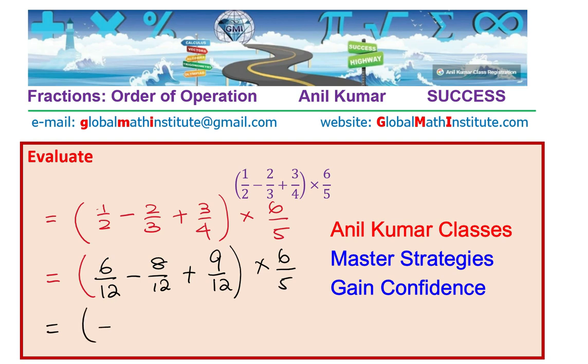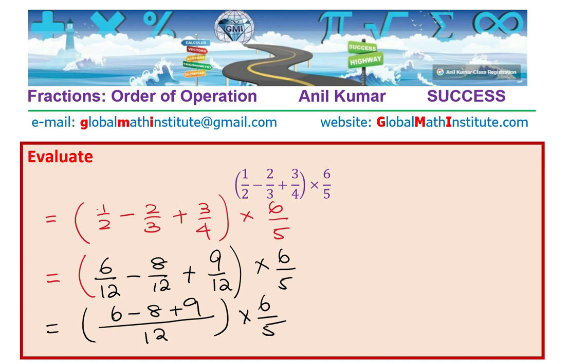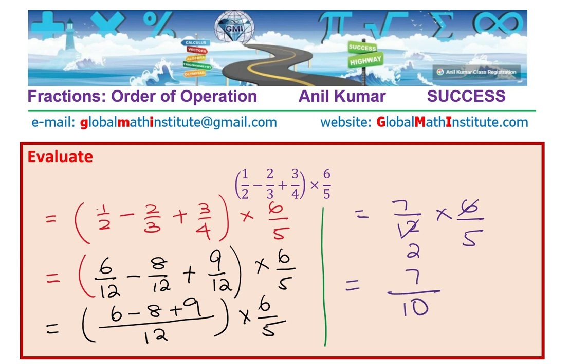So now we have a common denominator of 12. We have to do 6 minus 8 plus 9. Okay. And then we'll multiply by 6 over 5. Correct. So what do you get? 6 minus 8 is minus 2 plus 9 is plus 7. So we get 7 over 12 times 6 over 5. Now 6 goes 2 times, right? So we have 7 over 10 as our answer. So that is how we are going to answer this particular question.